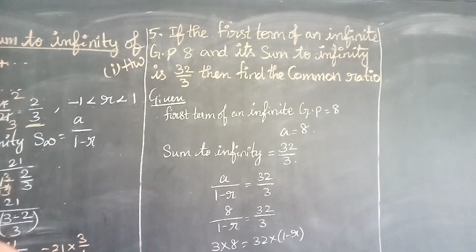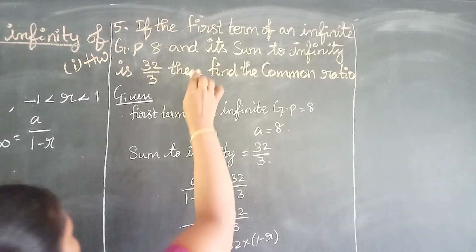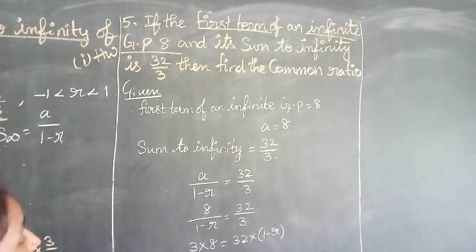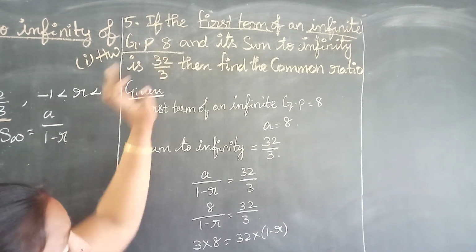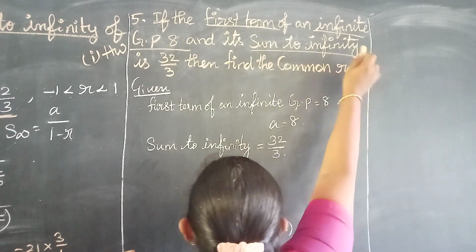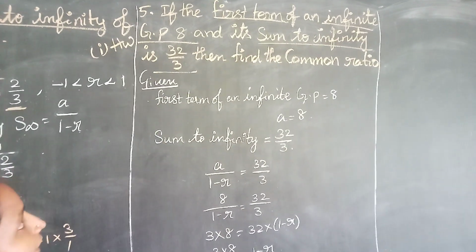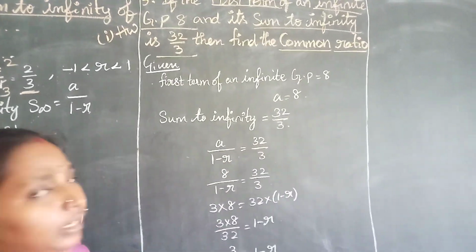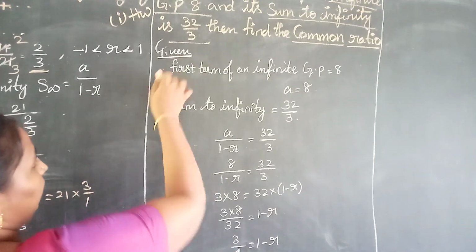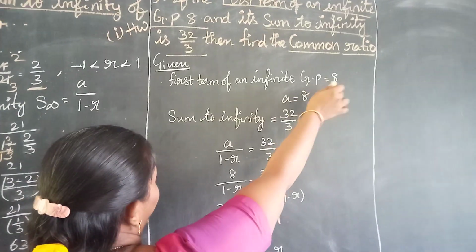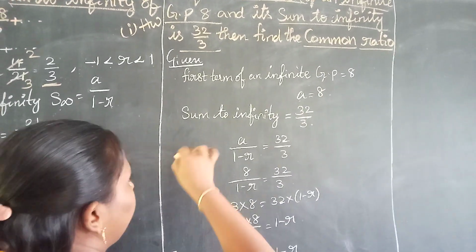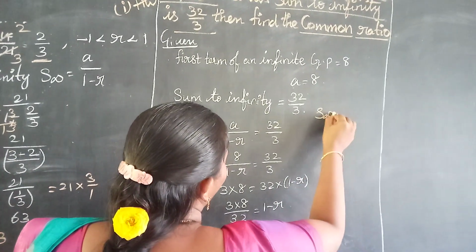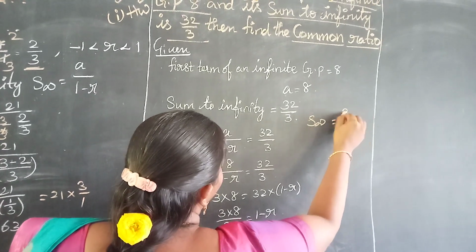If the first term of an infinite GP is 8, that is, A value is 8, and its sum to infinity, that is S infinity, equals 32 by 3, find the common ratio. We are going to find the common ratio. So write the given: first term of the infinite GP is 8, that is A equals 8. Sum to infinity is given as 32 by 3, that is S infinity equals 32 by 3.